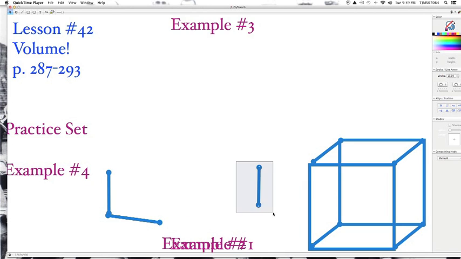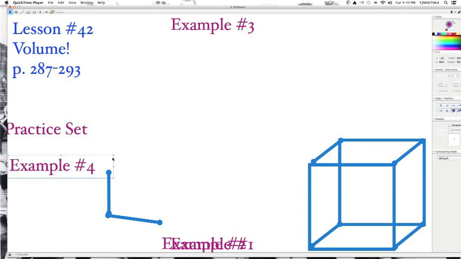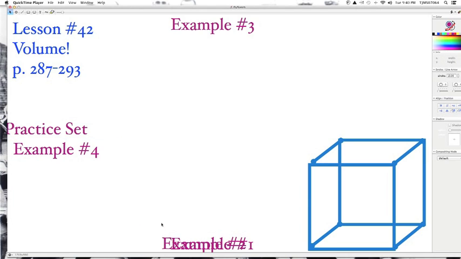I hope you like this. This is fun to do, but I'm sure I'll be working out a lot of bugs as I go along here. Okay. That takes us to example number 4.